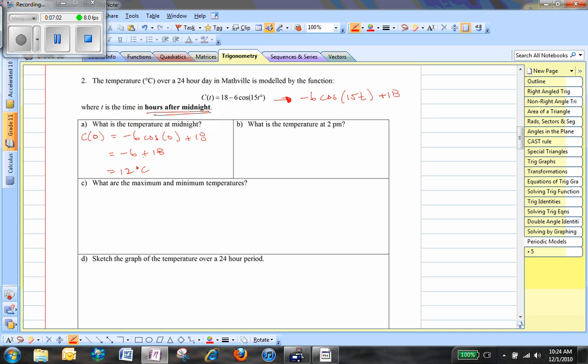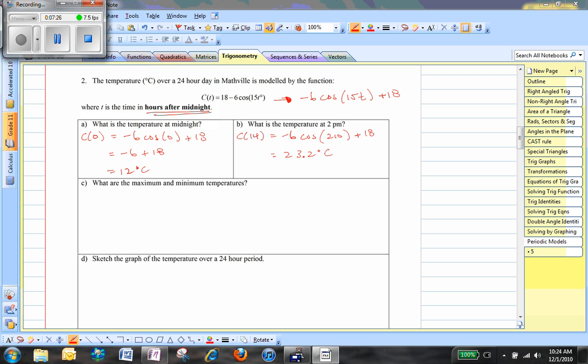I want to know the temperature at 2 p.m. 2 p.m. is 14 hours after midnight. So I want C at 14. -6 cos of 15 times 14, which is 210, plus 18. If I use my calculator, I come out with 23.2 degrees Celsius.